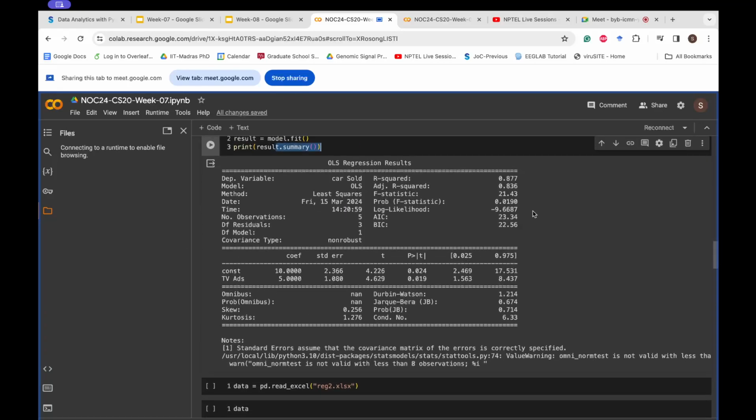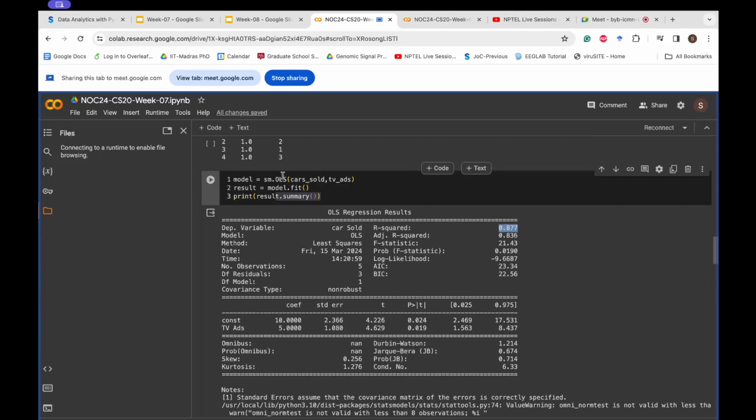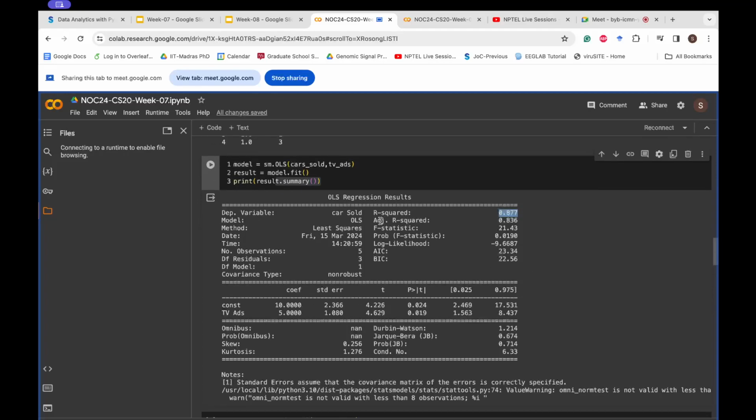So this summary contains multiple pieces of information. One is r square over here, which represents the amount of variation or the variability in the data that is explained by this particular regression equation or regression model. And there is this term called adjusted r square. We'll come to it shortly. And here are the estimates of the parameters, the constant and the coefficient of the independent variable.